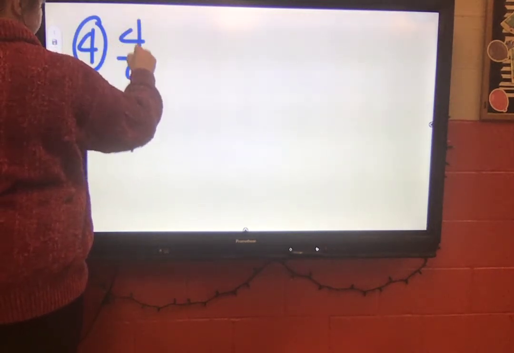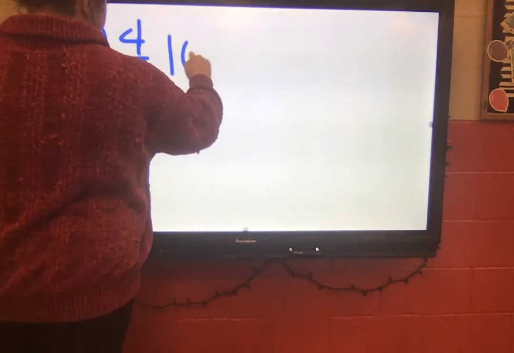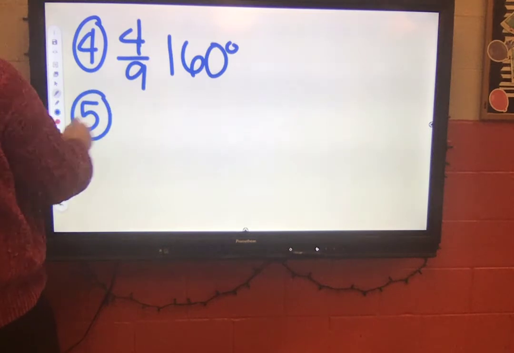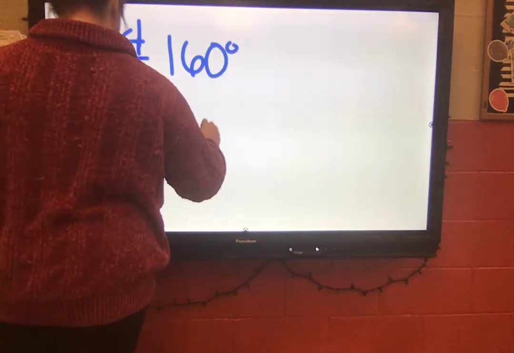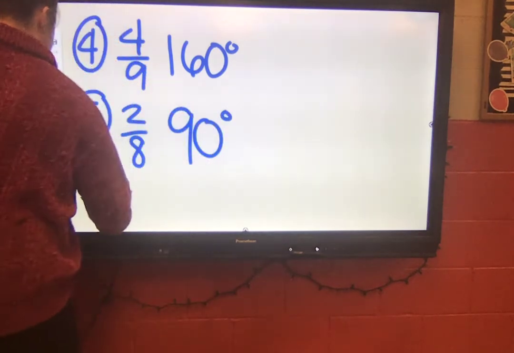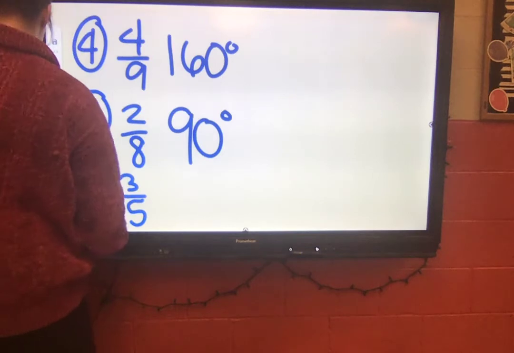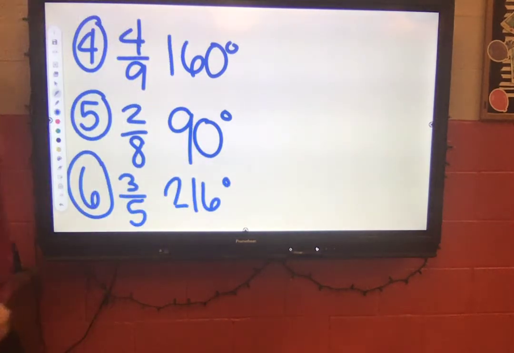So I'm going to write our fraction we should have first, 4 over 9. And then you should have 160 degrees. Number 5, 2 eighths, 90 degrees. Number 6, 3 fifths, 216 degrees. Again, if you have questions, be sure to contact me.